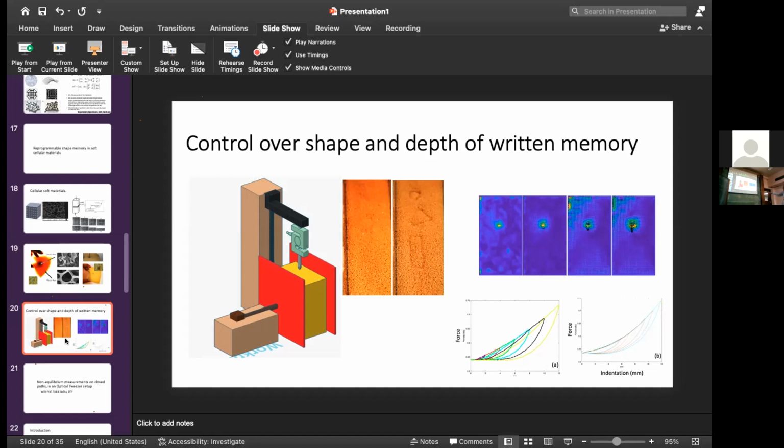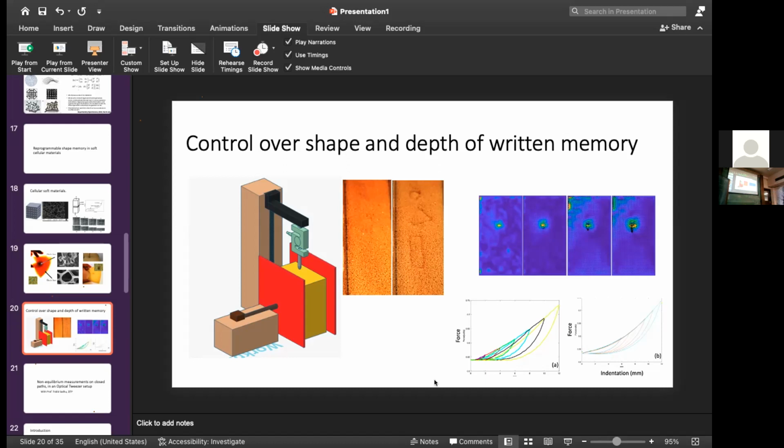Let's say this blue curve. I'll have to blow it up actually, but if you follow this blue curve, then it is not following the envelope until it reaches the previously stored memory. The x-axis is my indentation. Indentation is my depth of compression of this thing.